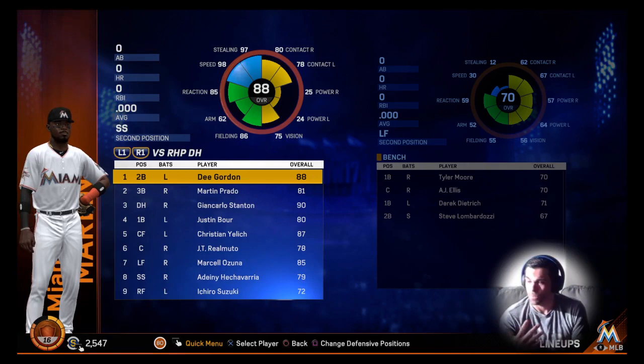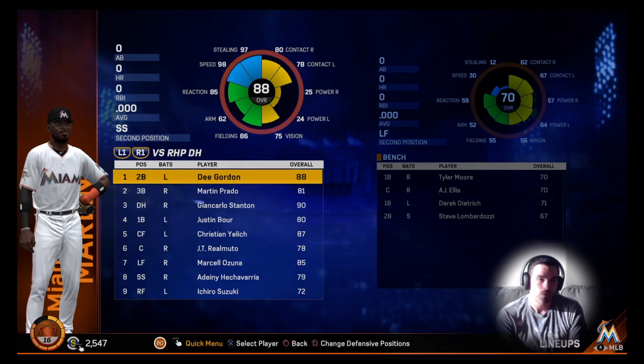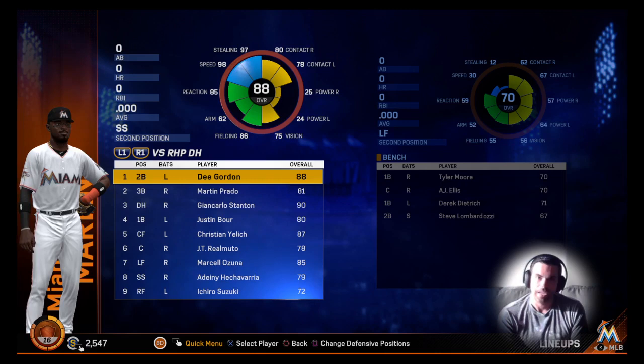The leadoff spot in a traditional lineup sounds like this: someone with speed who can steal bases and hopefully get on base. Now, that's fine and dandy. No one's going to complain, I guess, about having someone with a little bit of speed.